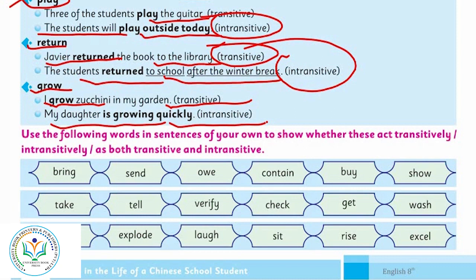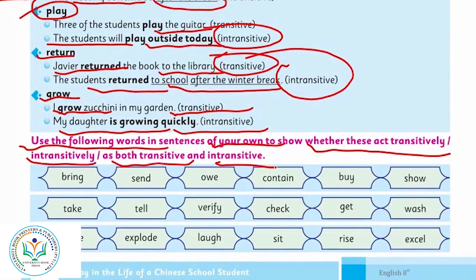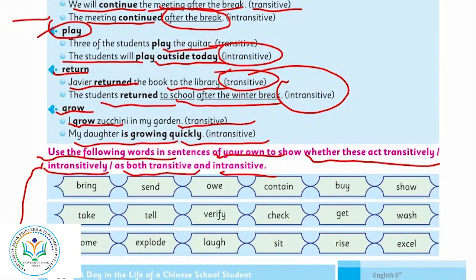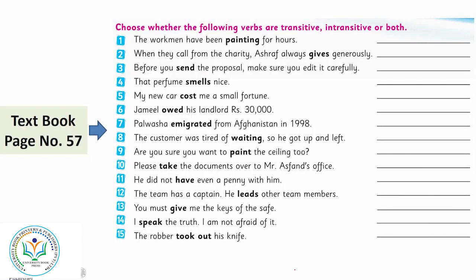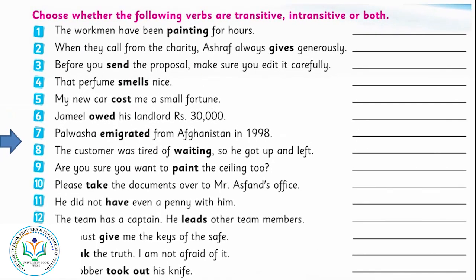So you have to do the exercise here. Use the following words in sentences of your own to show whether these act transitively or intransitively or as both transitive and intransitive. अब ये आपका task हो गया. आपने ये बताना है जितने भी verb हैं इधर कि ये transitive है या intransitive है या both हैं. Bring, send, offer, contain, buy, show, take, tell, verify, check, get, wash, come, laugh, sit, rise, and exit. This is your another task. On page number 57, choose whether the following verbs are transitive or intransitive or both.